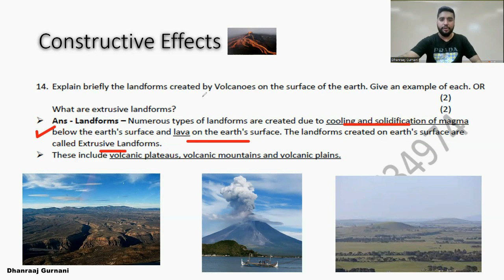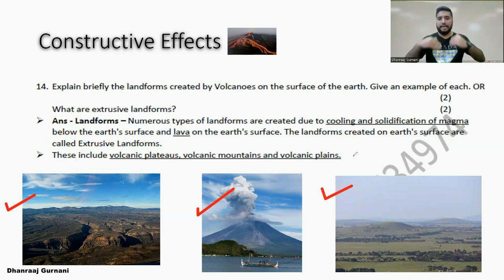You can see them. For example, volcanic plateaus. Here is an example photo. Volcanic mountains and volcanic plains. Keywords there: cooling and solidifying of magma below the surface of the Earth and lava above the surface of the Earth forms extrusive landforms.